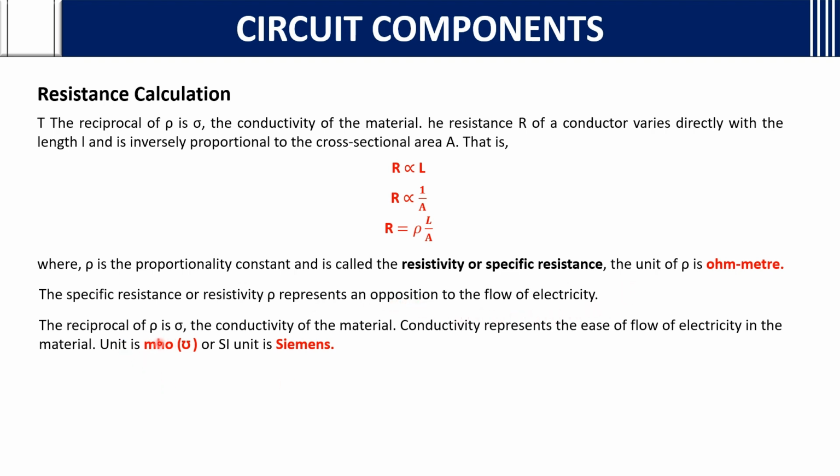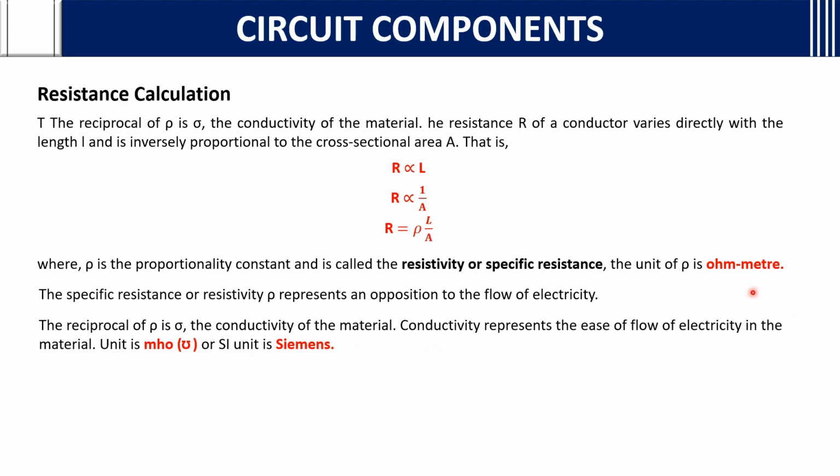The reciprocal of rho, that is resistivity, is the conductivity, that is sigma, the conductivity of the material. Conductivity represents the ease of flow of electricity. We have seen resistivity and conductivity before. This is the formula for the resistivity and the resistance, and what is the unit of conductivity?